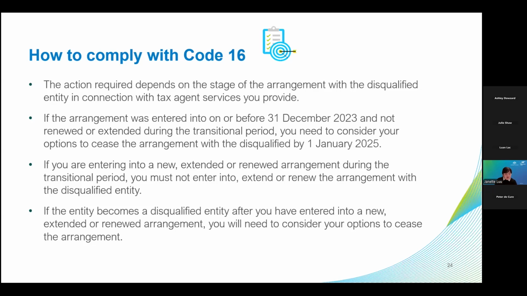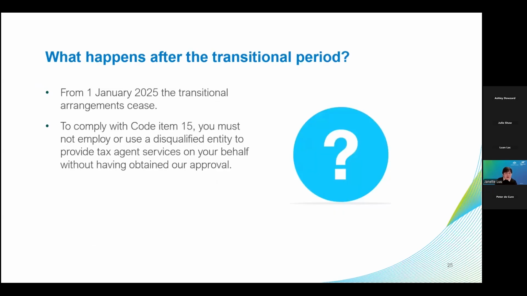So moving on then to the next slide, if we could. What happens then after the transitional period? So the transitional period will end on the 1st of January 2025. And essentially the only way for you to comply with Code Item 15 in situations where you do want to engage a disqualified entity is that you need to seek TPB approval. Now, again, if I could just emphasize again, for the purposes of Code Item 16, you cannot seek TPB approval. So in those cases, it's an arrangement you simply cannot enter into. There is no alternative option in that case.